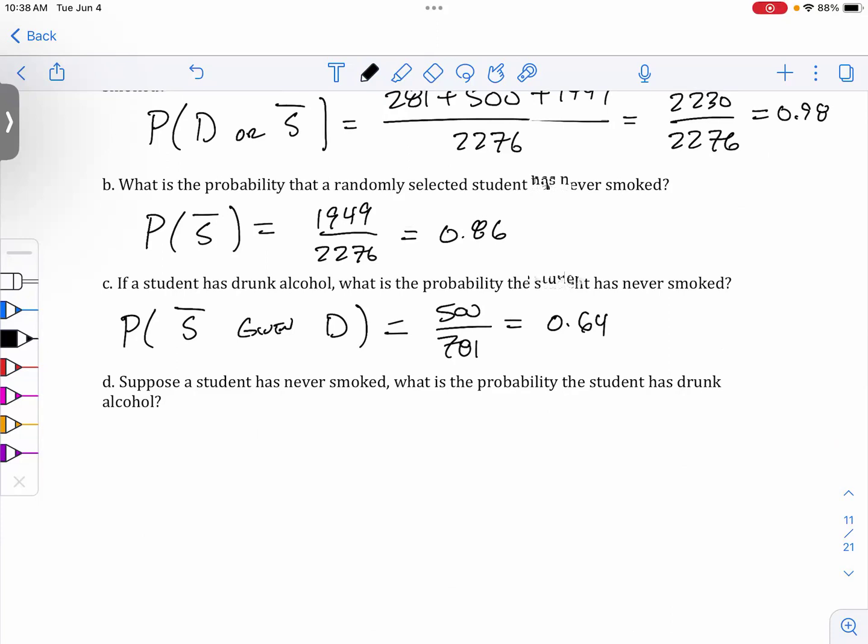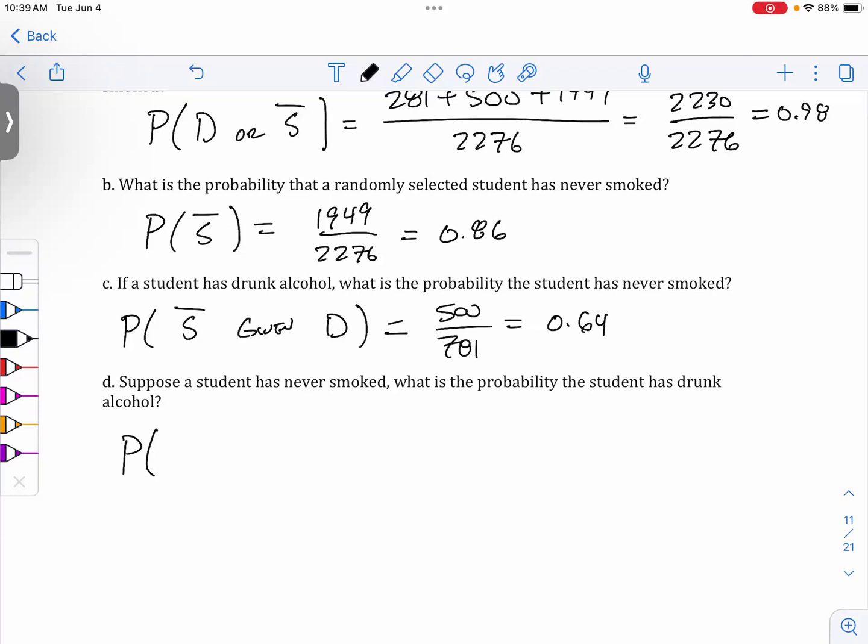And lastly, suppose a student has never smoked. What is the probability the student has drunk alcohol? Now, this is another given. Now, notice that I know these are givens because one, they lack the word and, they lack the word or. Additionally, they're saying something happened first. Suppose the student never smoked. If a student drank, right? If those things happen first, that's what identifies it's a conditional.